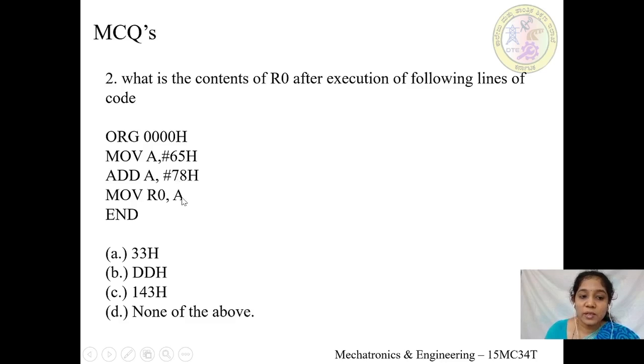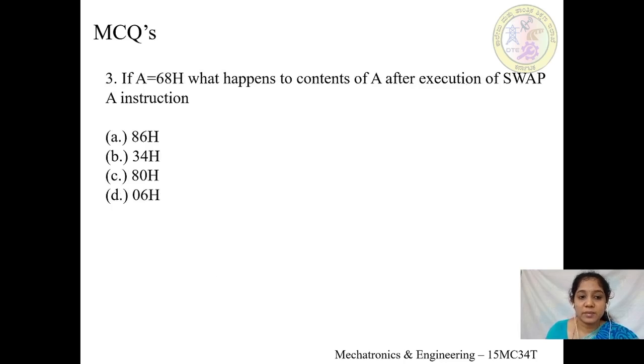So DDH will be stored in R0. So the contents of R0 will be equal to DDH. That is, option B is the correct answer.